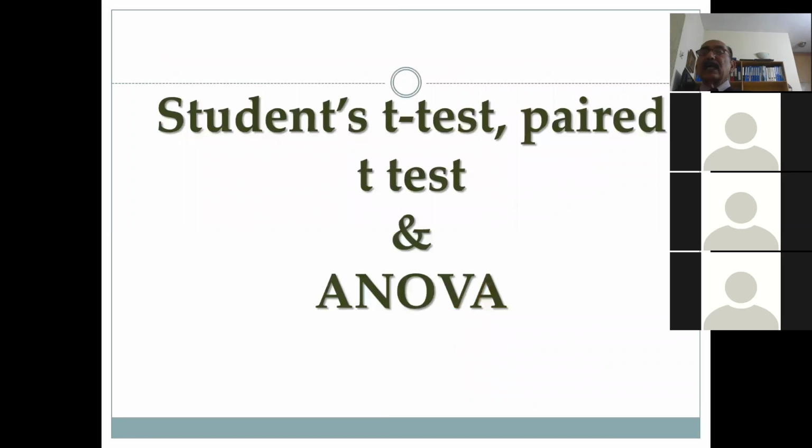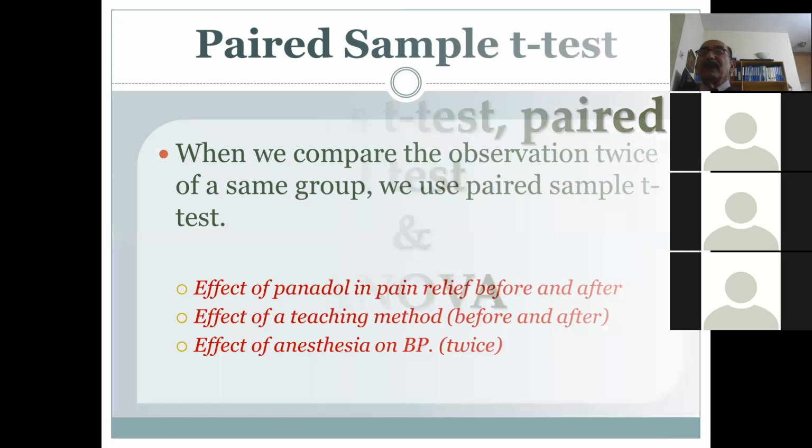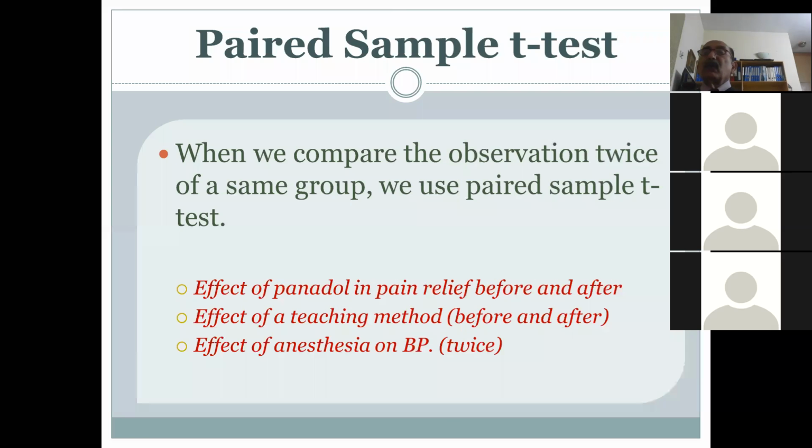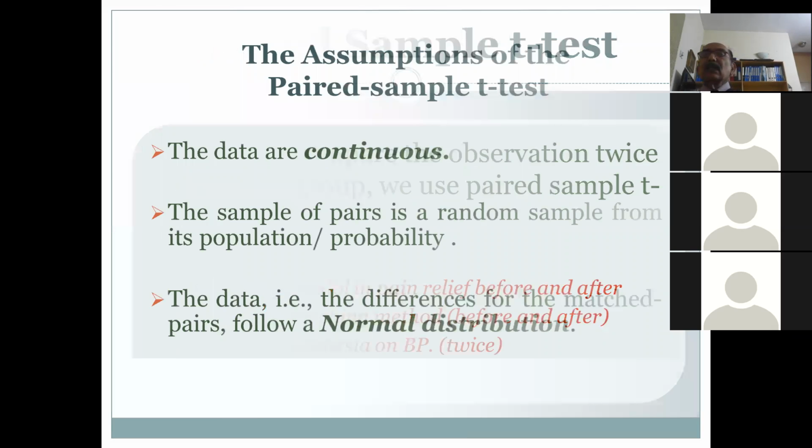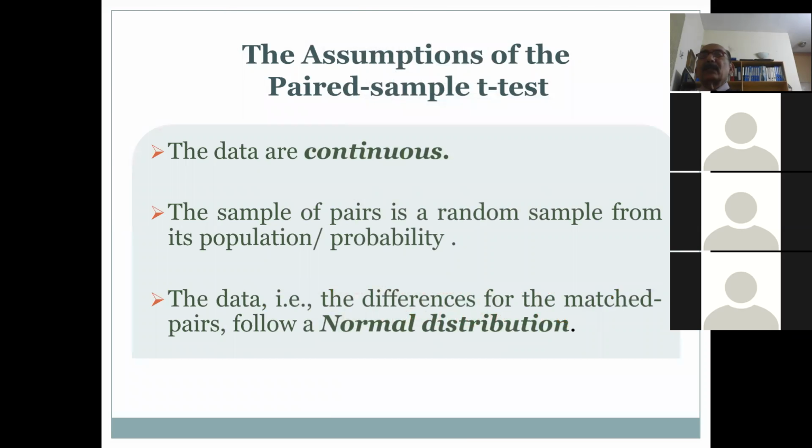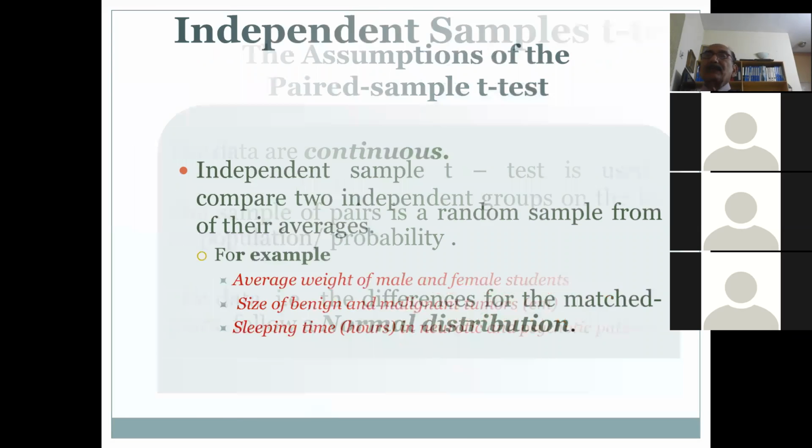So the student t-test, paired t-test, ANOVA: when you compare the observation twice in the same group, a before-after comparison. The group is the same, and we compare the observation twice. That is when we apply the paired t-test. For example, the effect of Panadol on pain relief before and after, or the effect of a teaching method before and after, or the effect of anesthesia on blood pressure measured twice. The group is the same, so you apply the paired t-test. Similarly, the assumption underlying the paired sample t-test is that the data must be continuous and normally distributed.